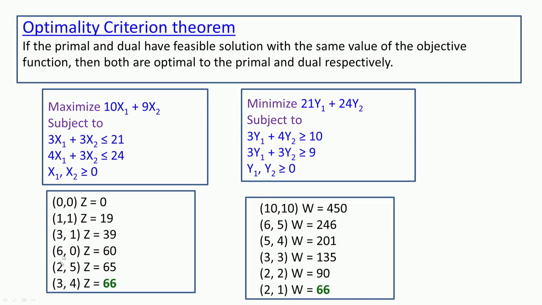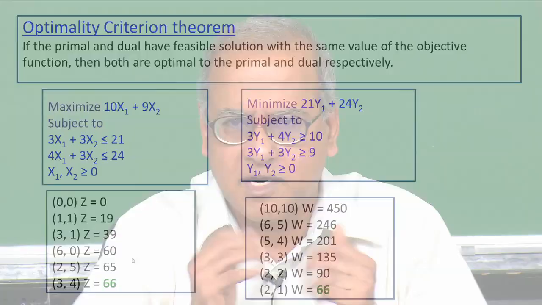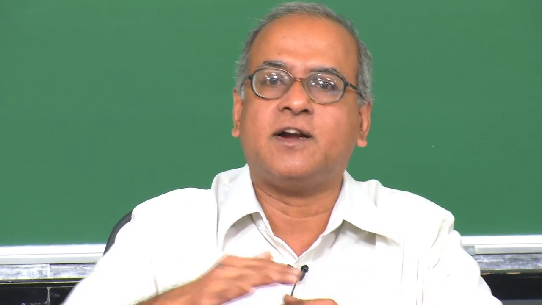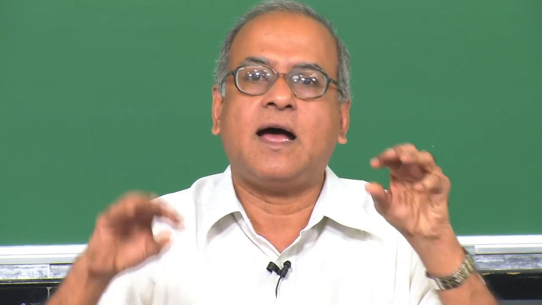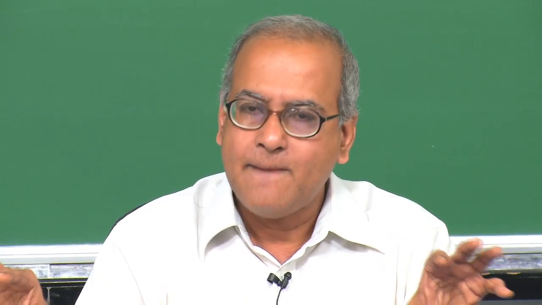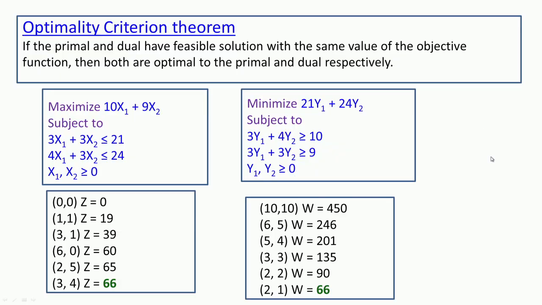The optimality criterion theorem also means something very similar, but it looks at it from a different angle. It says if I am able to find a feasible solution to the primal and to the dual and the objective function values are equal, then they are optimal. The main duality theorem says if I am able to find a feasible solution to the primal and another feasible solution to the dual, they may not have the same value of the objective function.